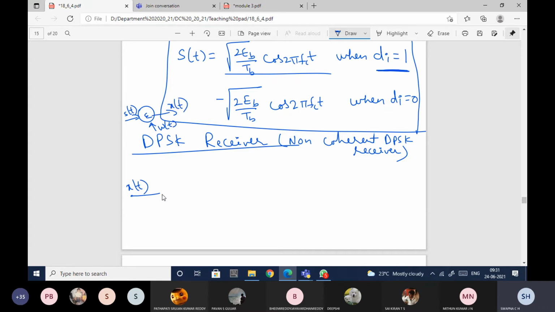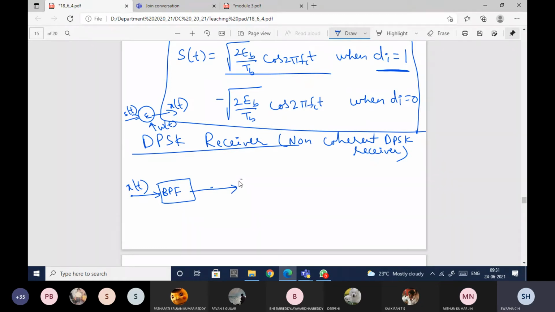Now let me assume that I'm passing this x of t through the band pass filter. The use of the band pass filter is that it will allow only certain frequency ranges. Let me assume that this bandpass filter is eliminating the noise. In the sense, I'm considering that noise components are very high, and when I'm passing it through the bandpass filter, I'm just getting the s of t signal only.